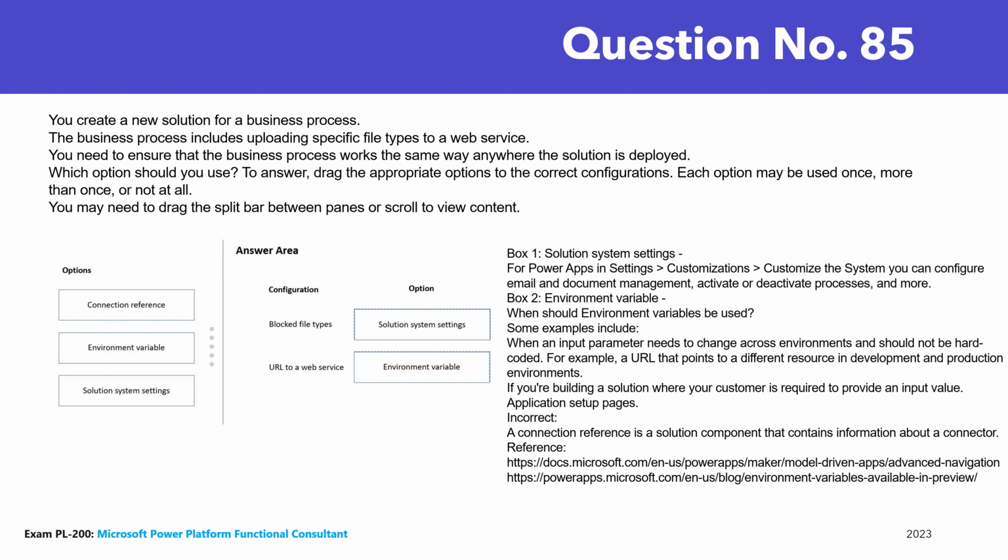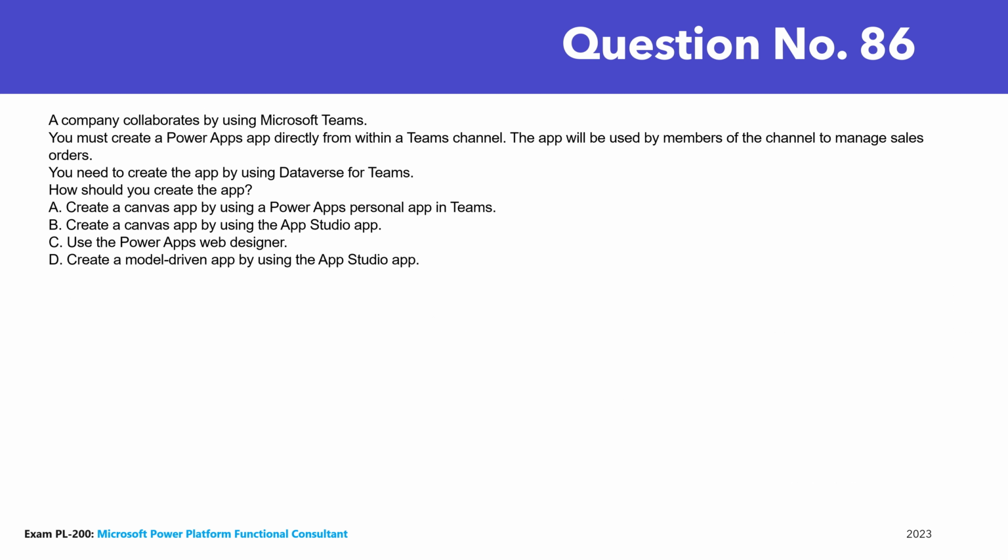Configuration: blocked file types. Option: solution system settings. Configuration: URL to a web service. Option: environment variable.